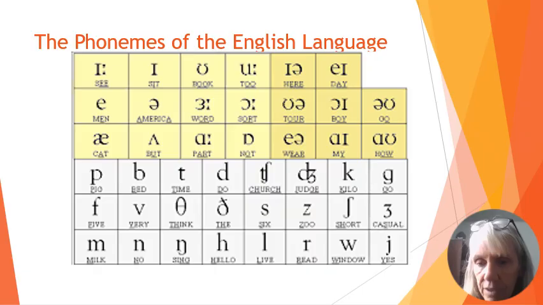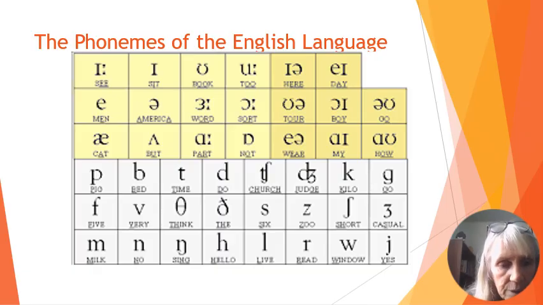Then we have the K sound, K, as in koala bear. I know they have different words here, but I can't make them out. Then we have the G sound, not the X. I'm adding it on to that. It's G, as in go. Then we have the F sound, as in five.